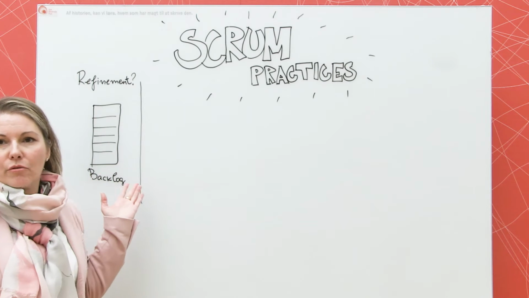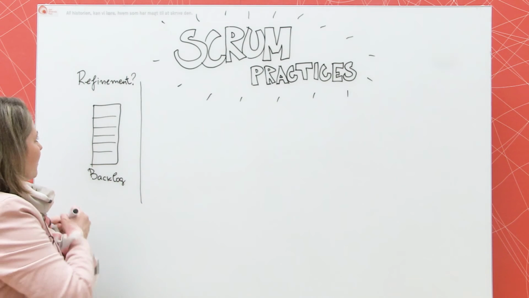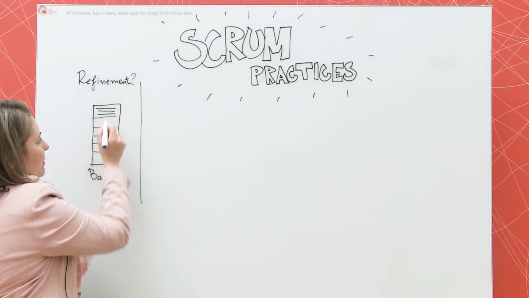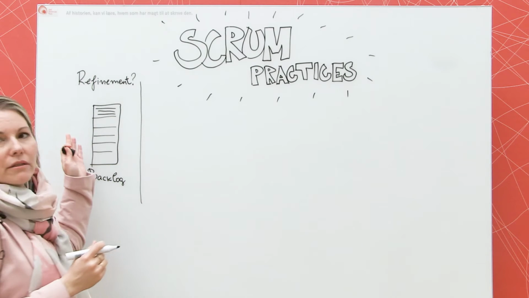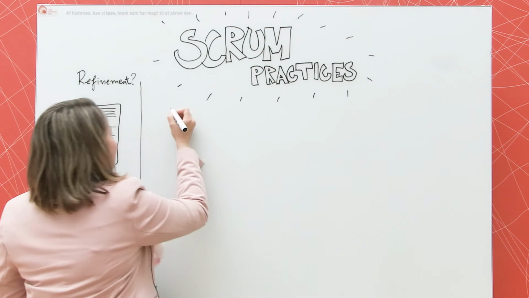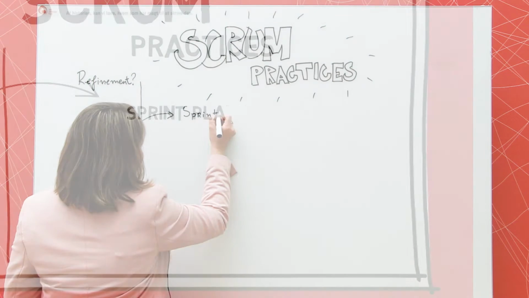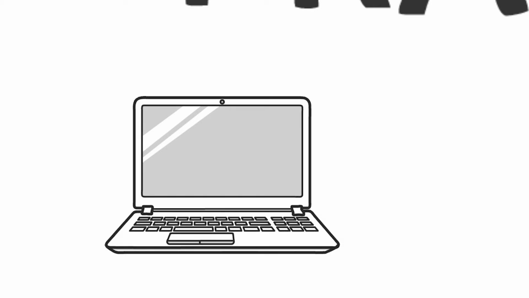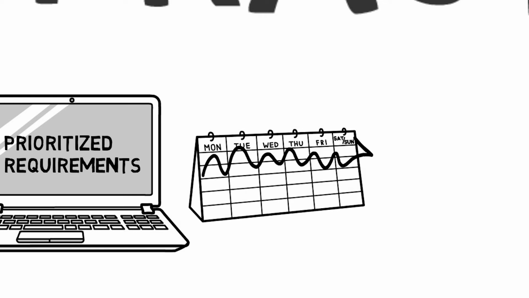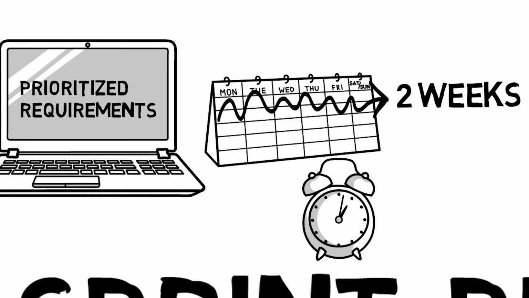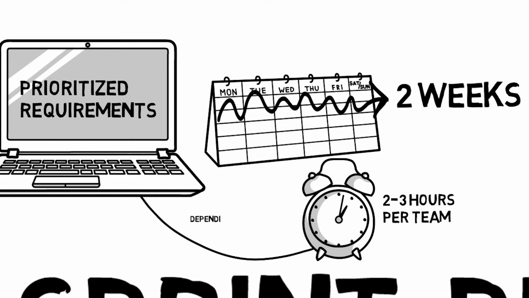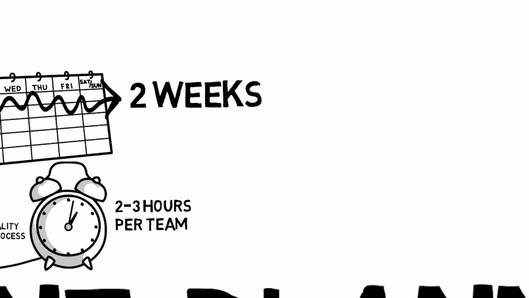When we have all the requirements in the backlog, we are starting from the top. All requirements which are refined and already prioritized. So in the sprint planning, we are going to talk about what we are going to commit to in the next 2 weeks, if the sprint is 2 weeks. The duration of sprint planning is usually 2 to 3 hours per team, but it depends a lot on the refinement and the quality of the requirements in the backlog.